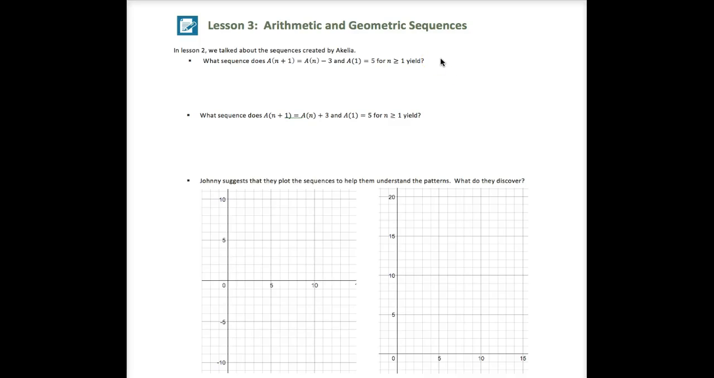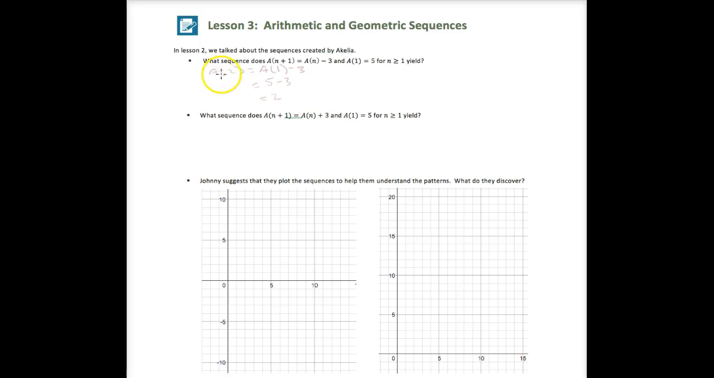Lesson 3, Module 3, student page ML1. What sequence does a sub n plus 1 equal a sub n minus 3, given that a sub 1 is 5 and n is greater than 1? So what we want to know is a sub 2. If we put a 1 in there, a 2 equals a 1 minus 3, which is 5 minus 3, which is 2.